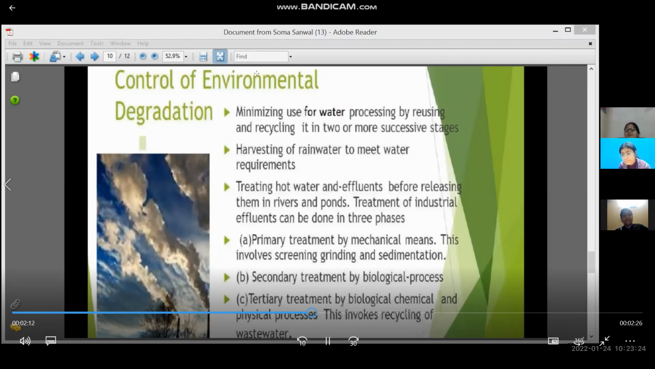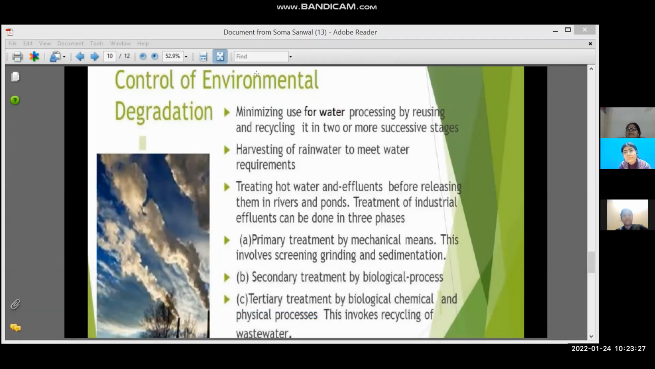Now, if we talk about the treatment of industrial liquid waste, then this treatment can be done in 3 ways. It can be done by primary method, it can be done by secondary method, and it can also be done by tertiary method. Now let us see what these methods are. If I talk about the primary method, it includes screening, grinding, sedimentation, and flocculation. Now, what is screening? Screening means that you remove the big objects like rags, paper, plastic, etc. Grinding means you grind the solid waste.